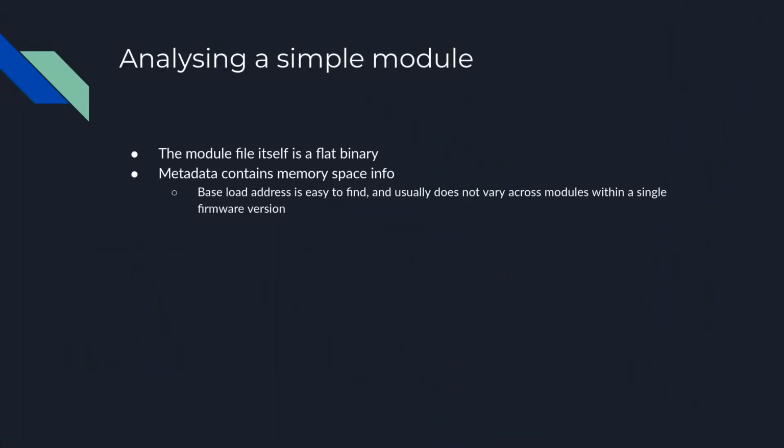And then the modules themselves, as I've said, they're flat binaries mostly, and the metadata contains all the info the kernel uses to reconstruct the actual program image in memory. And a curious thing here is that the actual base address for all the modules, for all the programs, is the same across an image. So if you have a different version, it's going to be different. But if you have two programs from the same firmware, they're going to be loaded at the same virtual address.